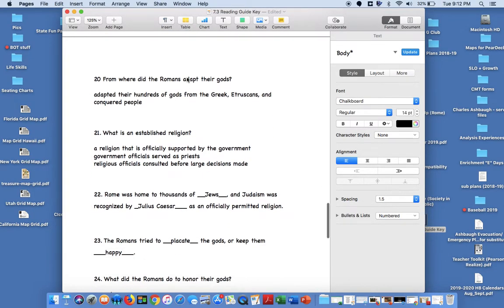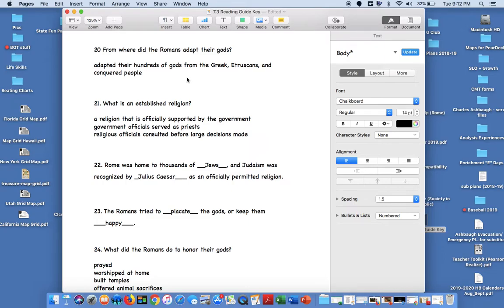From where did the Romans adapt their gods? And most all of you know this at this point. They got most of their gods from the Greeks. All they did was rename them. They actually had the same roles, and they were in charge of the same things. They just ended up renaming them. A lot of these gods ended up becoming names of the planets in our solar system. Also, the Etruscans, they borrowed some gods from them and conquered people, but they were a polytheistic people with hundreds of gods.